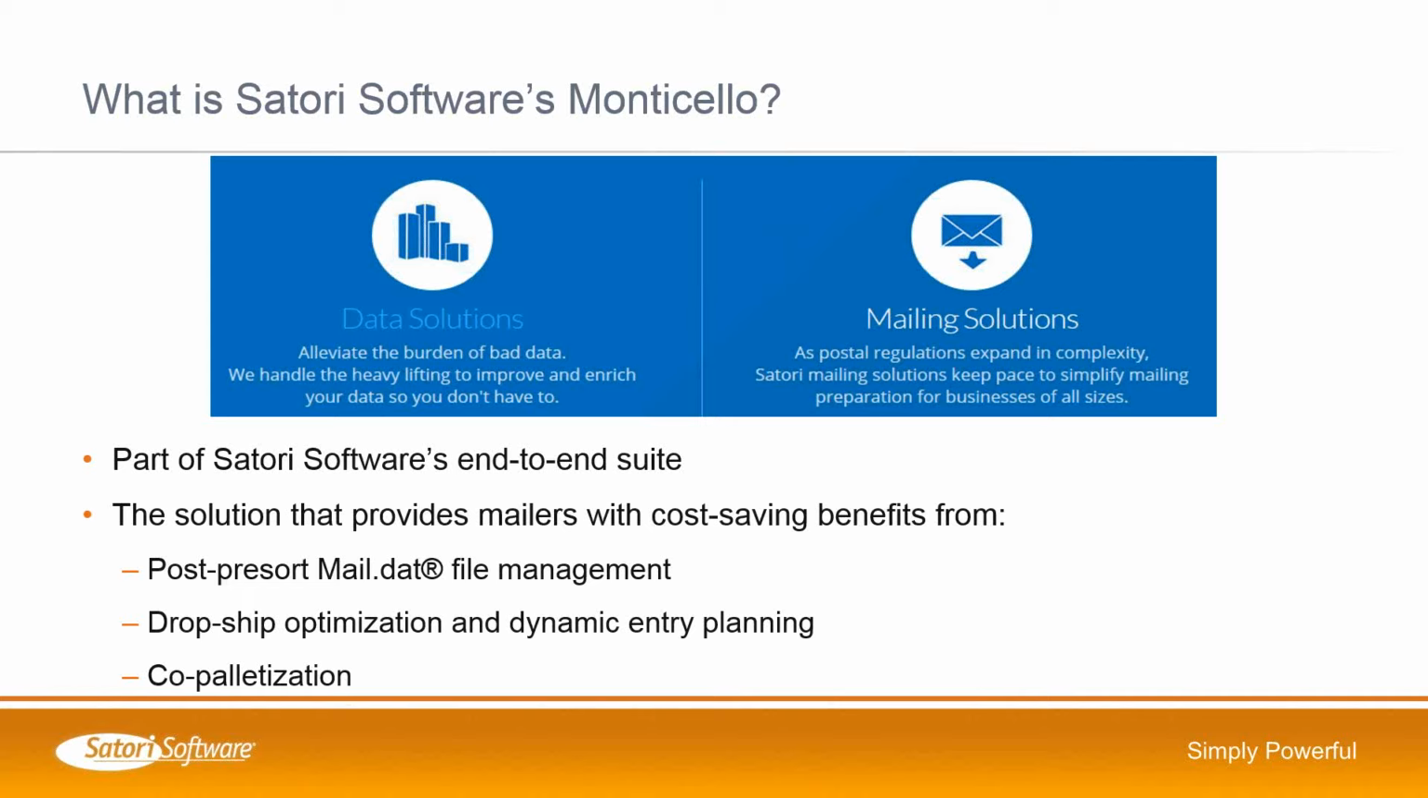Rerunning the pre-sort doesn't only cause rework and delays, there's also an increase in risk for errors such as uniqueness issues. So this area of mail.dat management is usually an initial driver for customers who've started using post-sorting processes or solutions. We've designed Monticello so that you only need to purchase the functionality you need. Some of the additional functionality helps you save costs in areas like dropshipping, dynamic entry planning, and co-palletization.